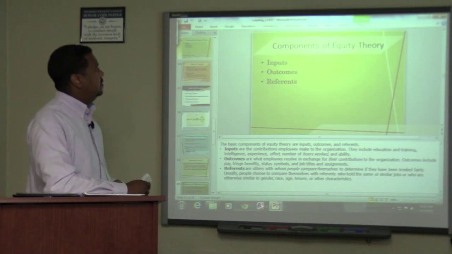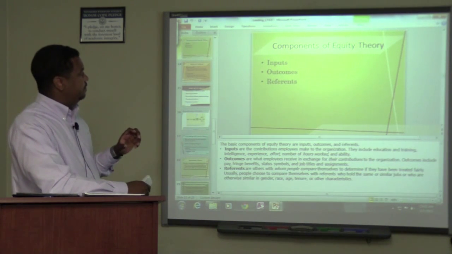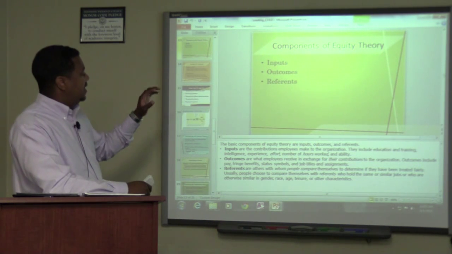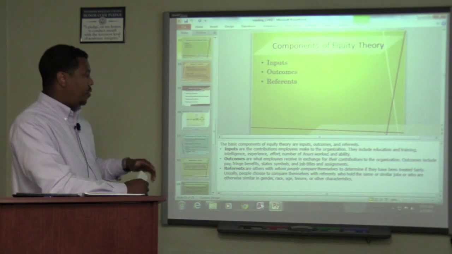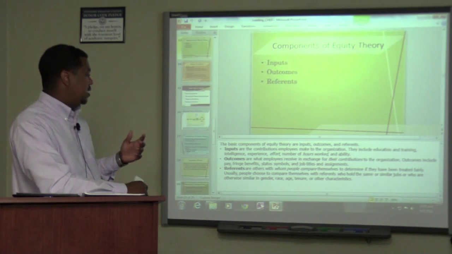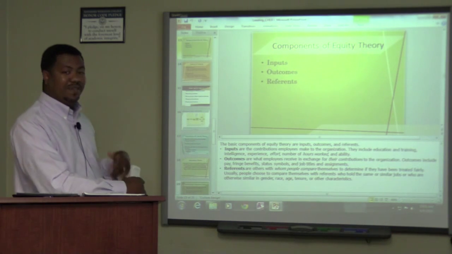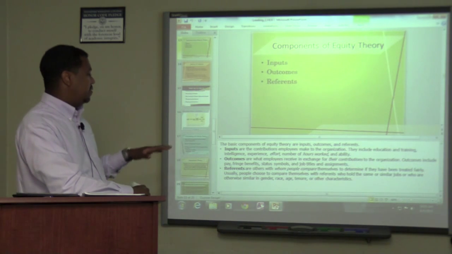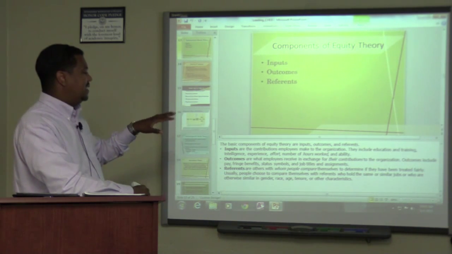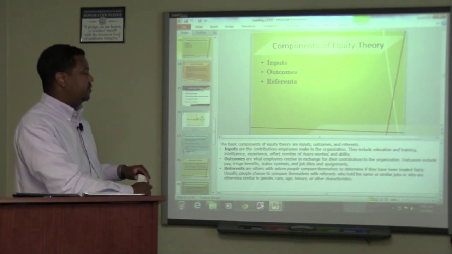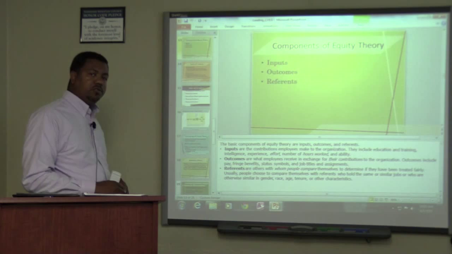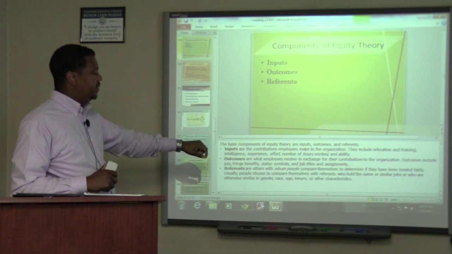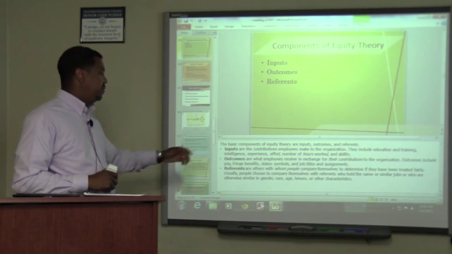So let's look here at the different components of equity theory. We see inputs, outcomes, and reference. Inputs are those things that employees contribute to the organization. That may be their education, their training, their experiences, or additional hours worked within an organization to complete the overall goal. Then we also see the outcome. We see what employees get or receive in exchange for their contributions to the organization. Outcomes include those extrinsic values that we were talking about previously, the fringe benefits, status, job title, and then of course pay as well.